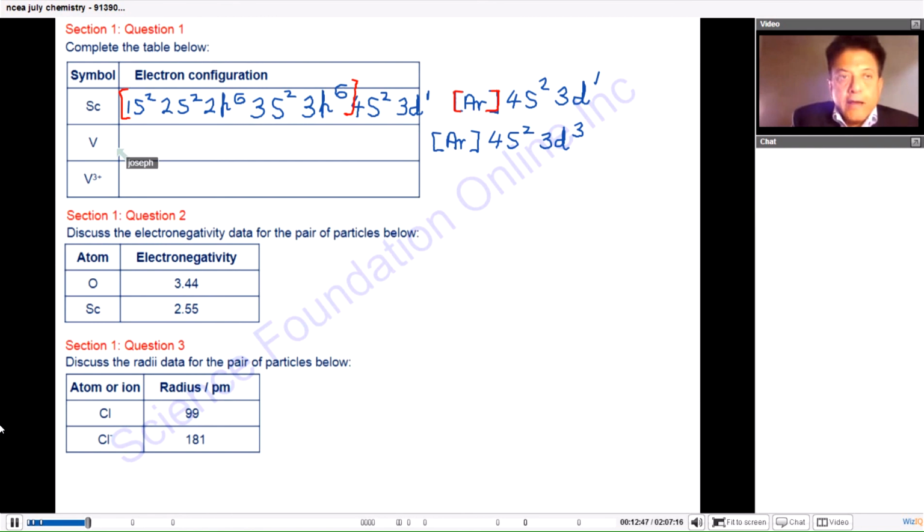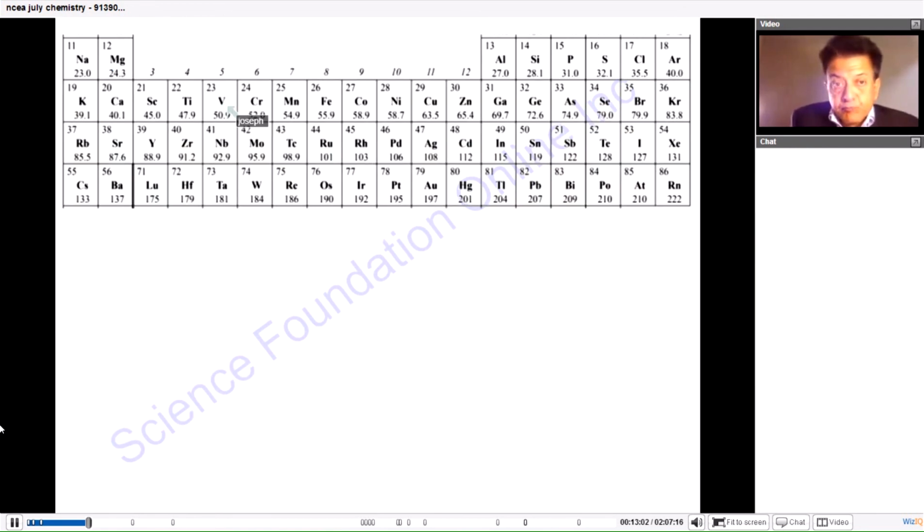Or I can put everything else in here that was inside the red square brackets, which is the argon part, and then write 4s2, 3d, not 1, but 3d3, because our vanadium is 2 places further along after scandium, and therefore that completes that picture. I take it then everybody followed that also, and if you've got any question, please ask me now.